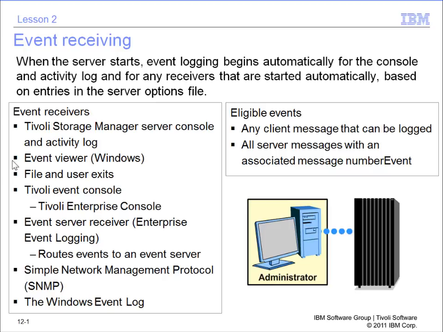You can use event viewers for Windows, file and user exits. You can use Tivoli Enterprise Console. For example, if you're using Tivoli Common Reporting, you're going to have the Tivoli Enterprise Console. You can also use SNMP, Simple Network Management Protocol, and also with Windows, the event log. Eligible events: any client message that can be logged, and all server messages with associated message number events.